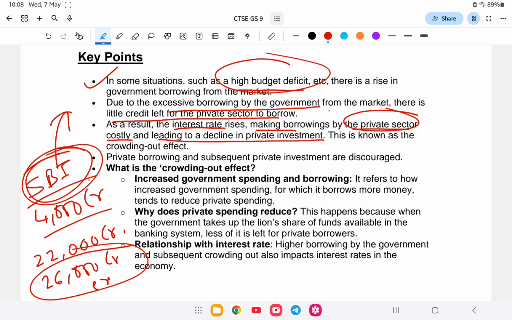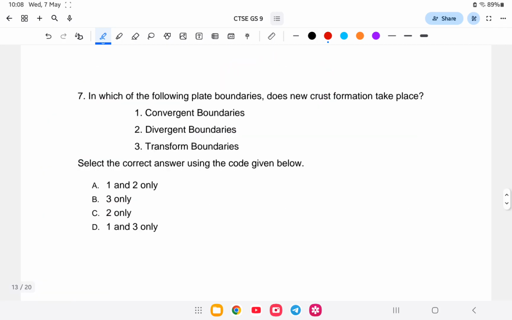So this is the answer. Let us go to the next question. In which of the following plate boundaries does new crust formation take place? So this is geography. Is it statement 1, convergent boundaries, divergent boundaries, or transform boundaries? So crust formation. We know how the earth was formed. First the earth has layers, first the crust.